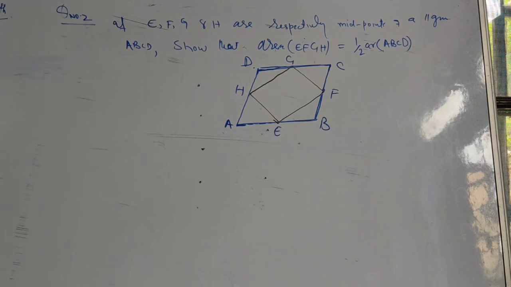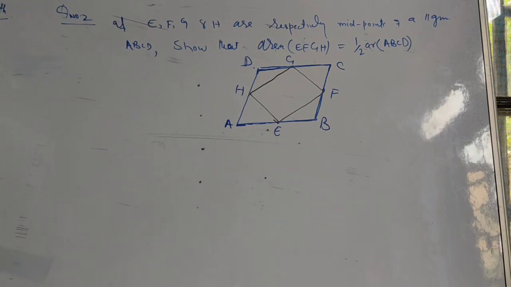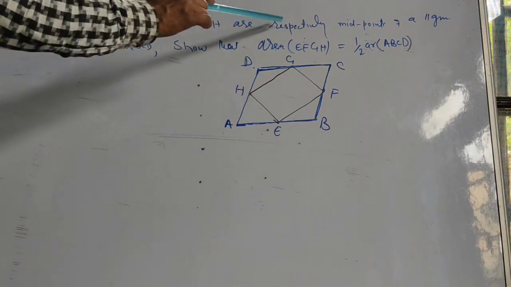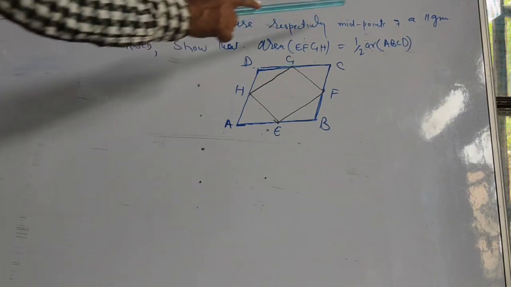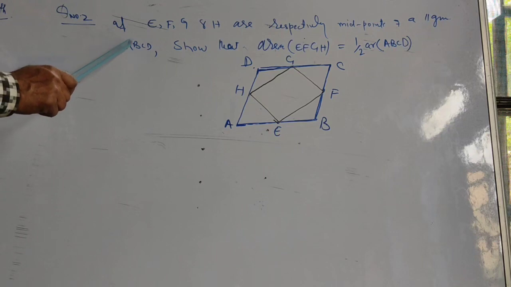Class 9th students, it is exercise 9.1, as our topic is areas of parallelograms and triangles. Question number 2 is, if E, F, G and H are respectively midpoints of a parallelogram ABCD.